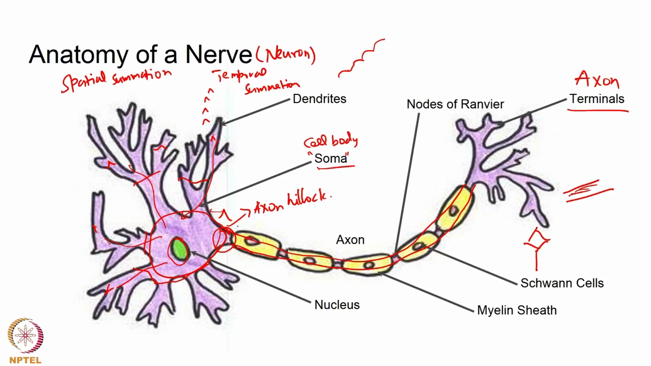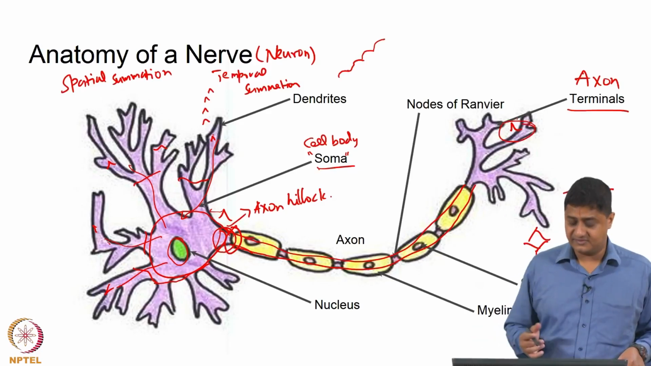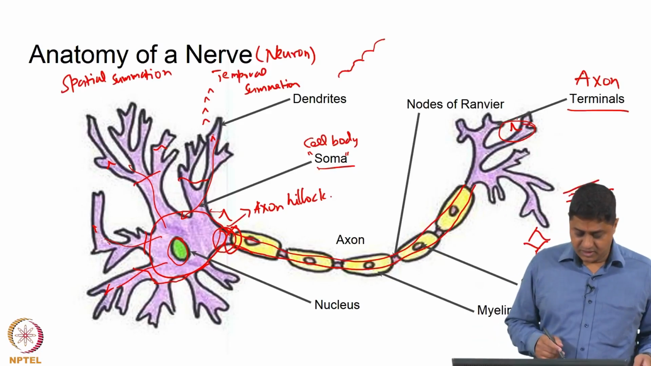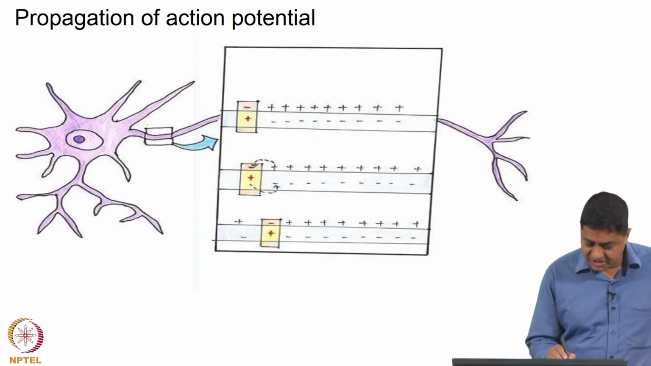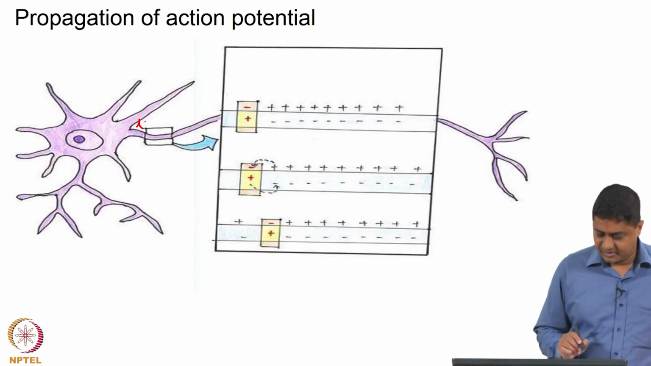Now, it has to be communicated, it has to reach, say, that point, right. How does it travel from that point to that point? How does it travel? That is the question. Now, let us take a deeper look. Let us assume that an action potential is generated at that point, right.